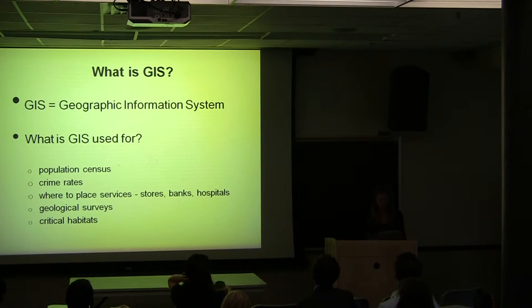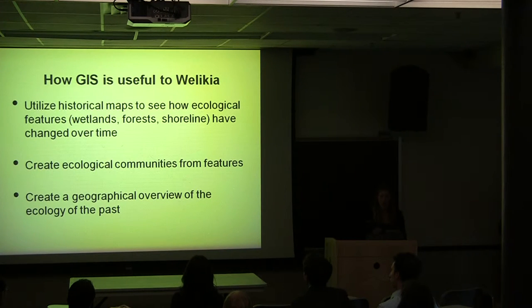Now, I bet everyone in this room has, without realizing it, seen the everyday use of GIS. What is GIS used for? These are some examples of what GIS is used for in everyday processes. It manages data for the population census. It is also used for targeting areas of high crime. It can help business owners to decide where to place services such as hospitals, restaurants, or even banks, and is very valuable in the ecology field. It manages the data for geological surveys, and it can also be useful in things such as determining critical habitats of endangered species.